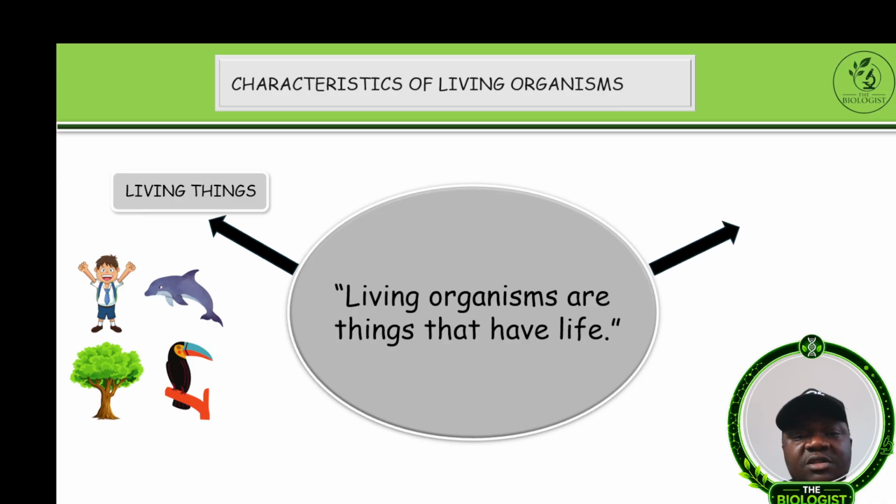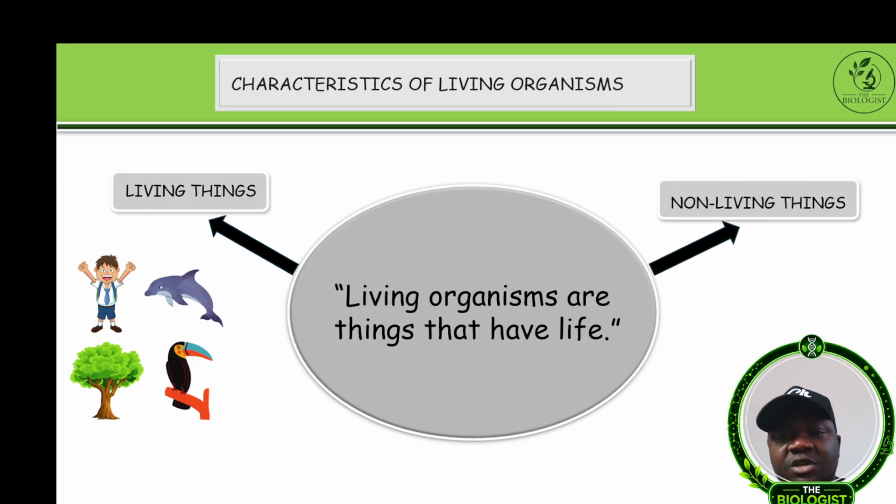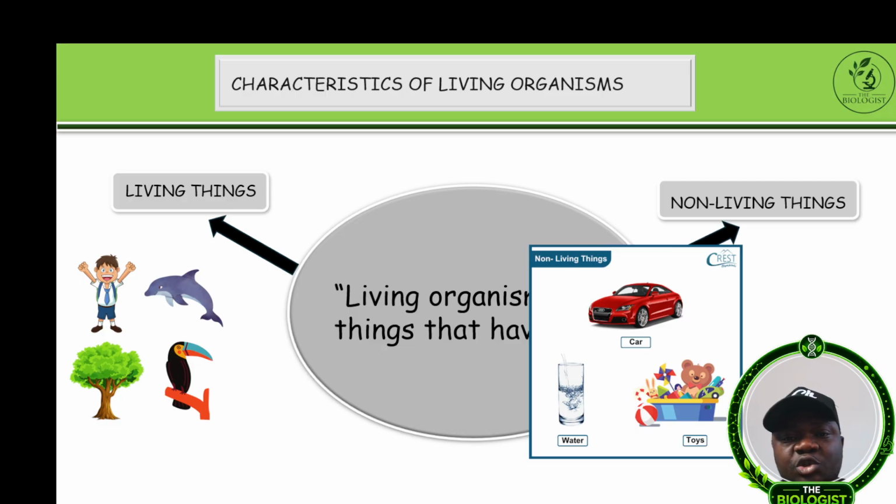Anything that doesn't have life in it, that can't breathe, that cannot reproduce, is known as a non-living thing. A good example of non-living things: you have the car, you have the water, you have toys. But the good thing is that even though they are non-living things and don't have life in them, we humans utilize them for a lot of things. In fact, we cannot do without them. So we make use of non-living things to survive in the habitat.